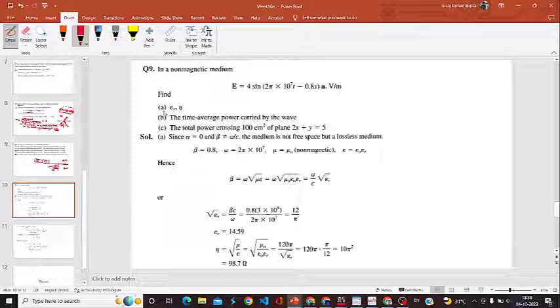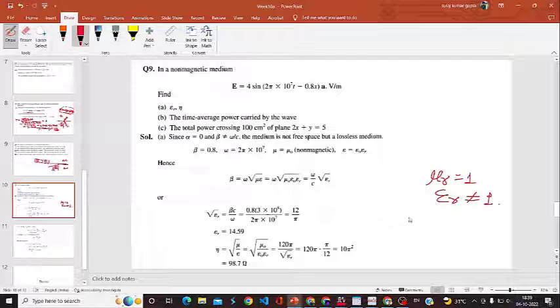Okay, so let us first find out the A part of this problem, which is epsilon r. First of all, in the problem it is given that it is a non-magnetic media. So for non-magnetic media, mu r will be equal to 1, but epsilon r we cannot say will be equal to 1.